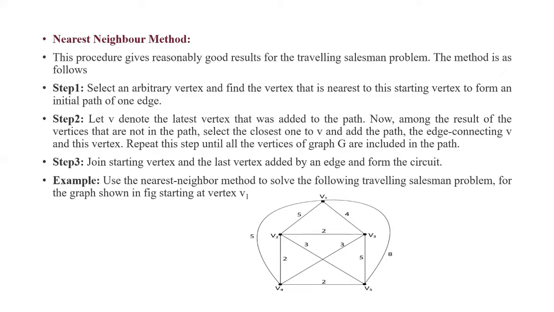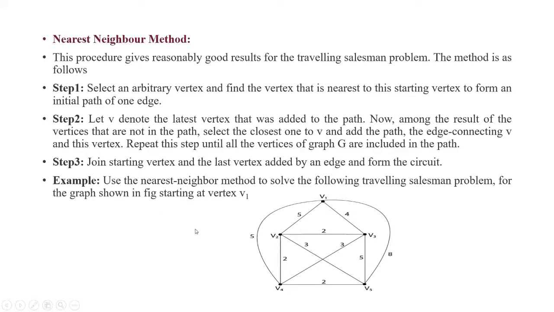Step 3: join the starting vertex and the last vertex added by an edge and form the circuit. So this nearest neighbor method is used to find the Hamiltonian circuit. In a Hamiltonian circuit, the first vertex and last vertex are the same, so we join the starting vertex and the last vertex by an edge to form the circuit. We'll see an example for this nearest neighbor method.